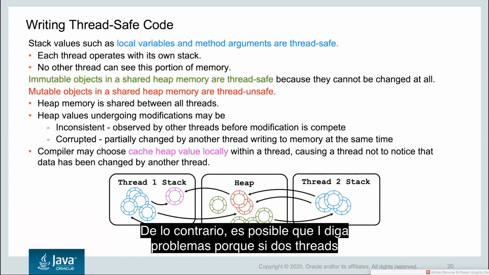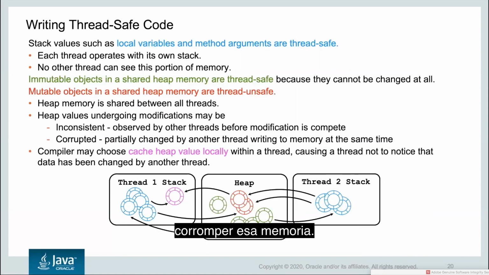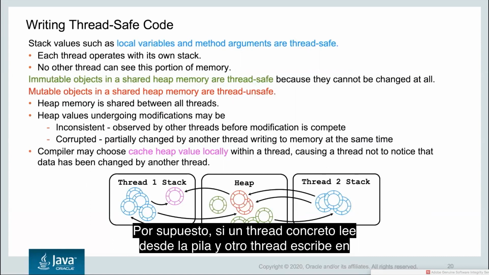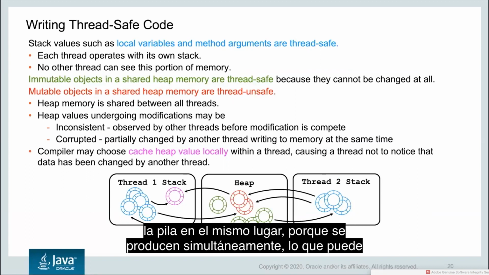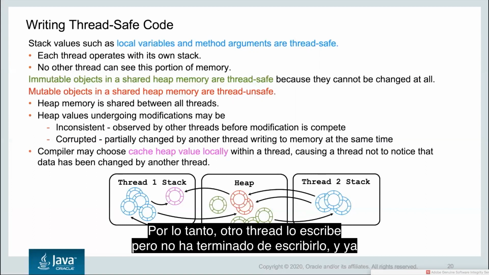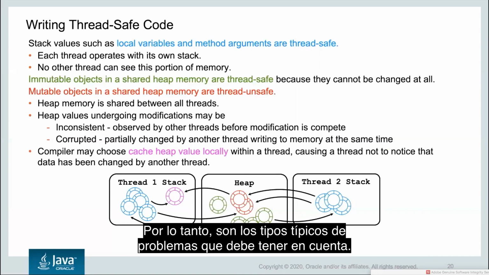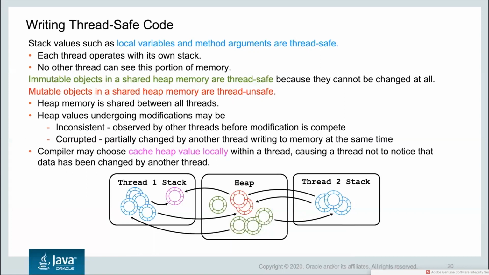Otherwise, as I say, you may run into problems, because if two different threads try to write to the same memory in a heap at the same time, they might corrupt that memory. And of course, if a particular thread reads from the heap and another thread writes to the same place, then because these things happen concurrently, you could be reading something that is half written. Another thread writes it but hasn't finished writing it, and you're already reading that information, and you get inconsistent data, basically. So these are the typical problems that you have to consider.